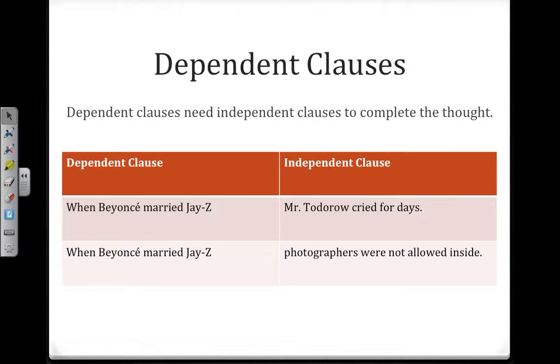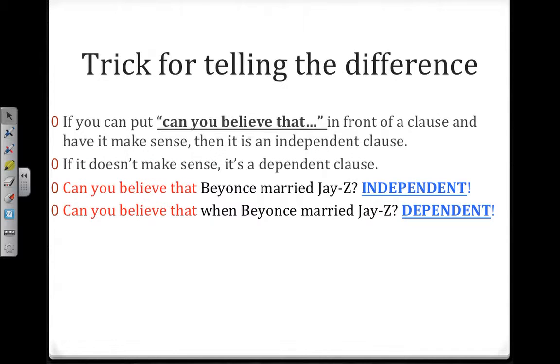We need an independent clause to partner up with a dependent clause in order to have a complete thought. So here are those dependent clauses again. When Beyonce married Jay-Z, Mr. Totoro cried for days. Now the thought is complete. When Beyonce married Jay-Z, photographers were not allowed inside. Again, that independent clause, when partnered up with the dependent clause, gives us a complete thought.